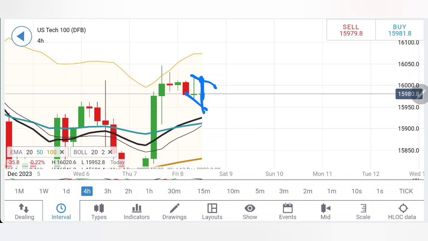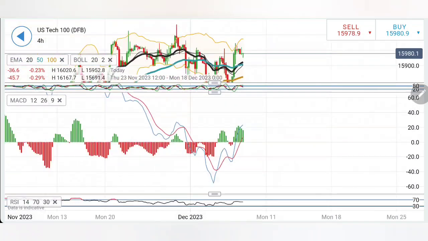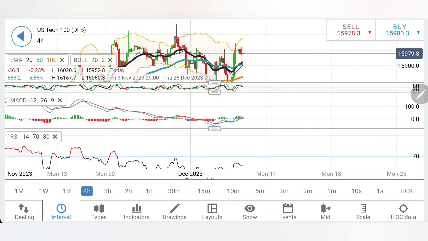Possibly it can in fact achieve the highs here before dropping. There is a possibility to it. Stochastic is looking down, MACD is in green and looking upwards, RSI is flat. Coming to the daily.